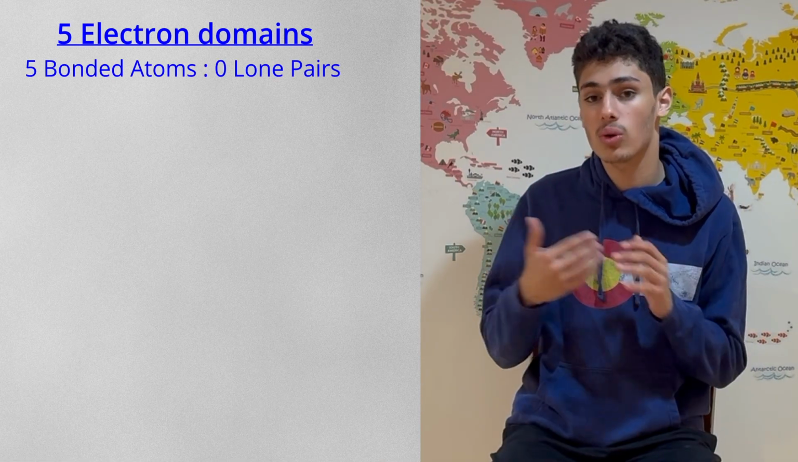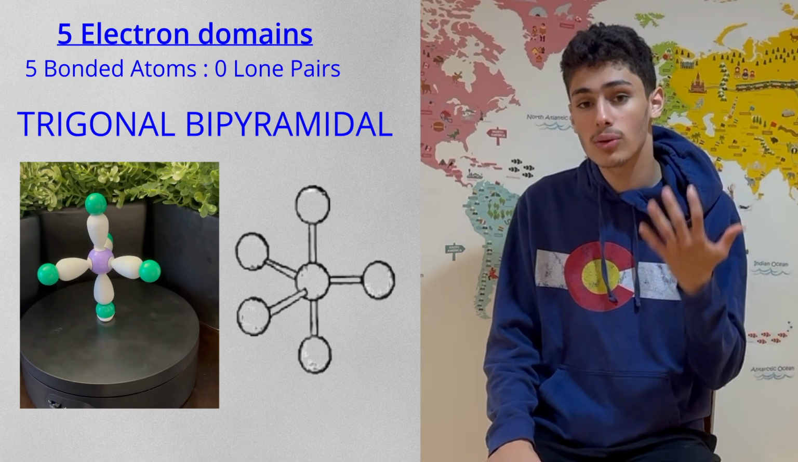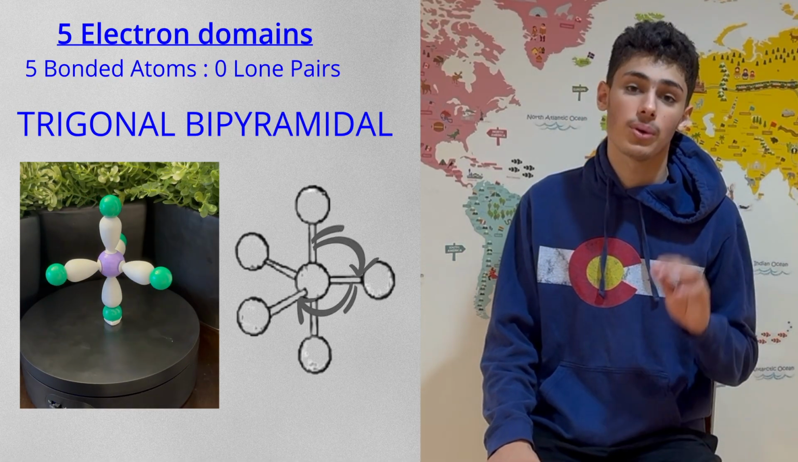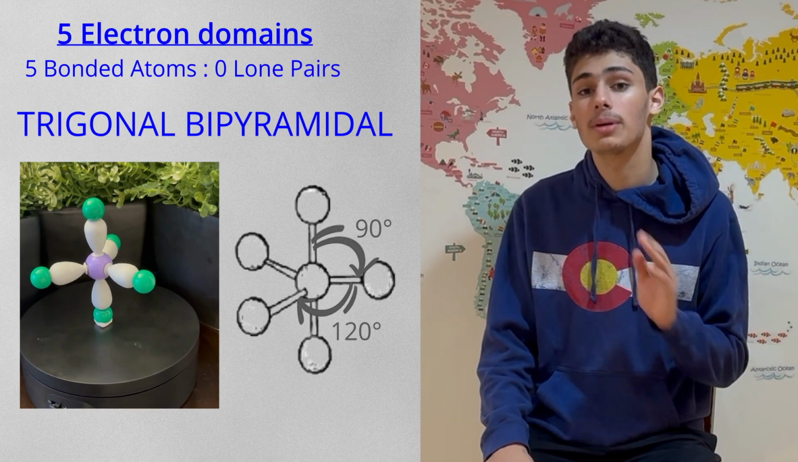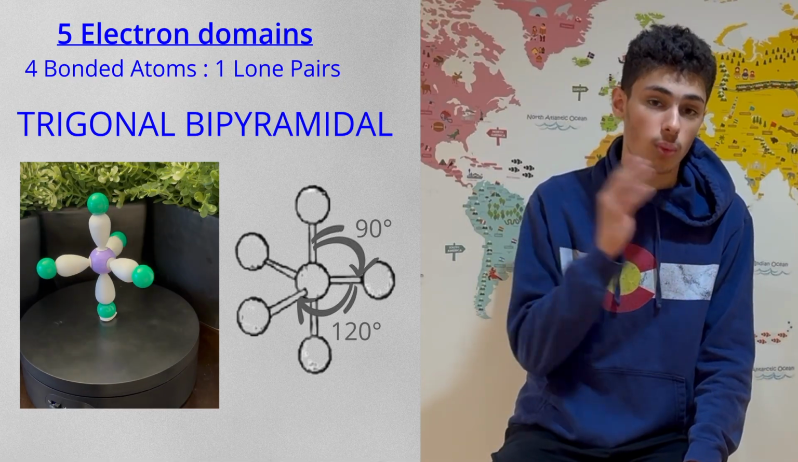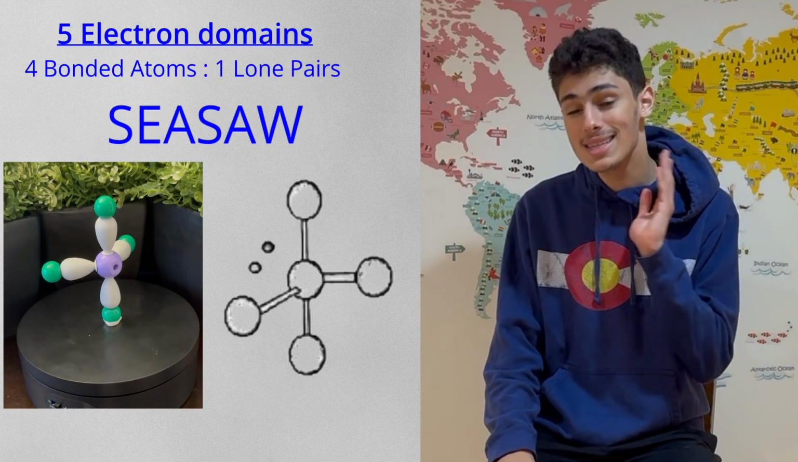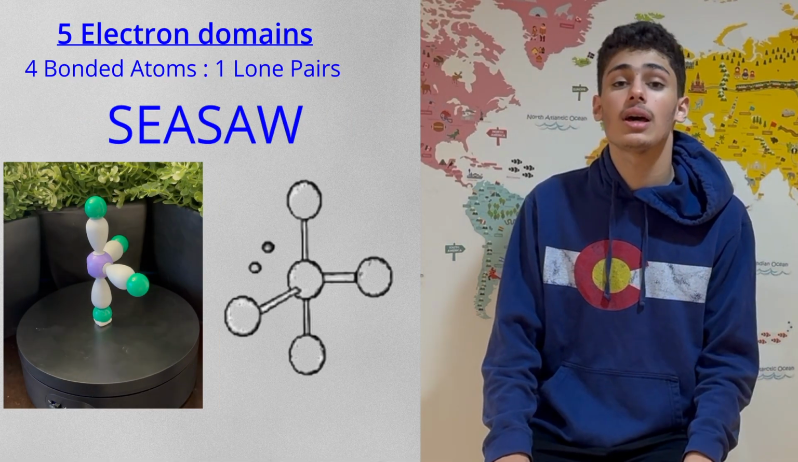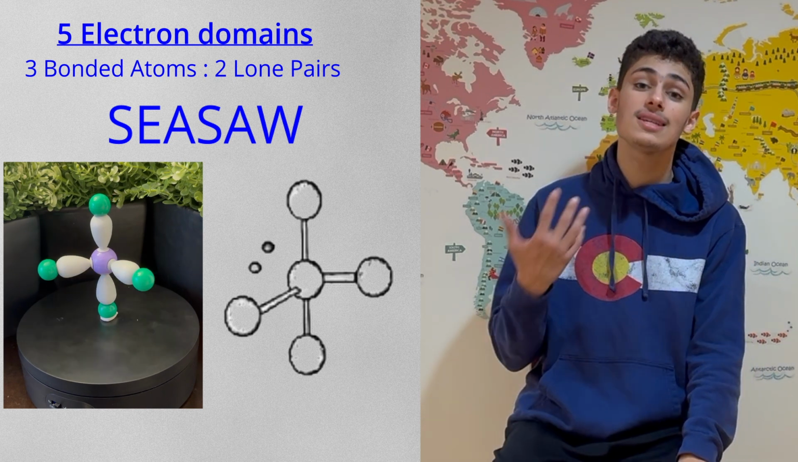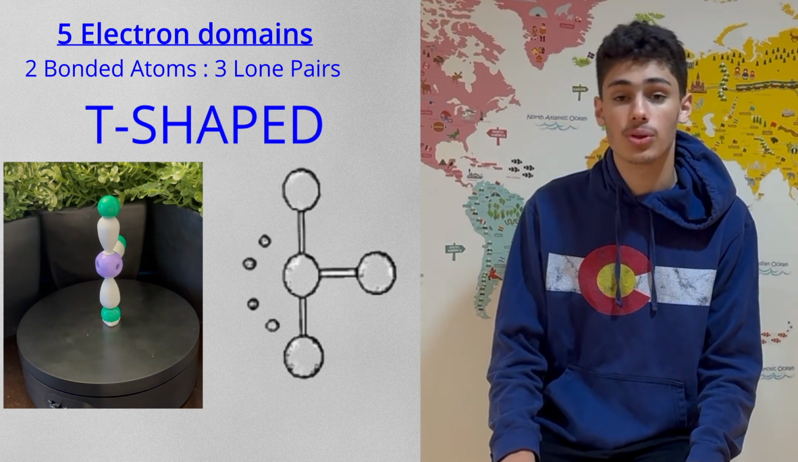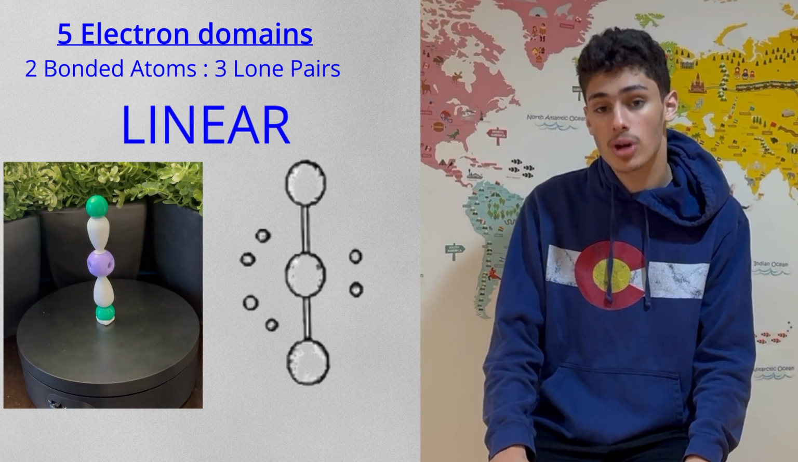And as for the other shapes, let's quickly go over them. If an atom has 5 electron domains and a 5-to-0 ratio, it becomes a trigonal bipyramidal structure with 90 degree and 120 degree bond angles. If it is in a 4-to-1 ratio, it becomes a seesaw structure. If it is in a 3-to-2 ratio, it becomes a T-shaped structure. And in a 2-to-3 ratio, it becomes a linear structure.